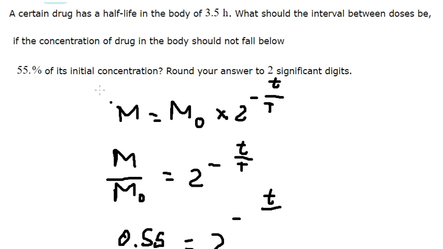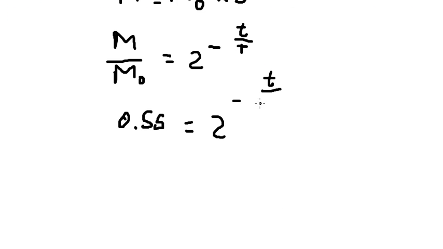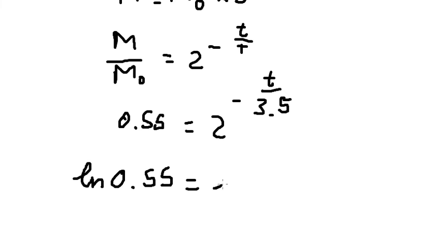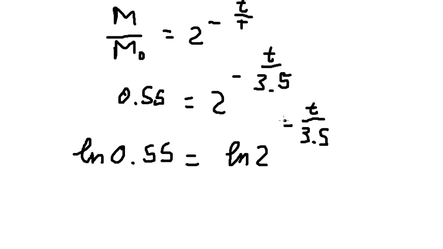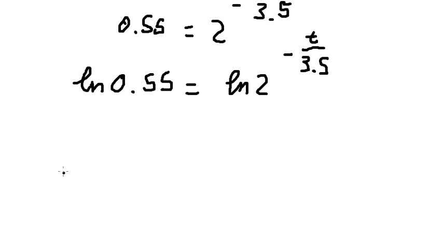Capital T, that is about the value of a half-life, and that is about 3.5. Now we can find the value of T in here. So we need to put about natural log for the both sides. So I will put this one gold here.